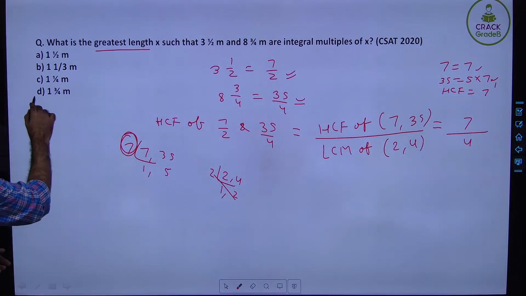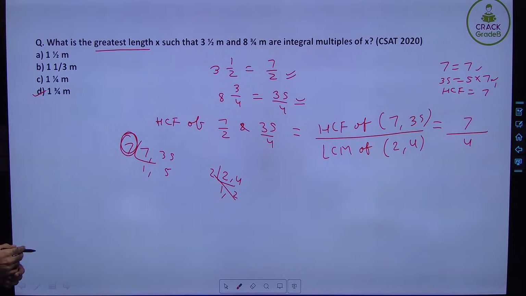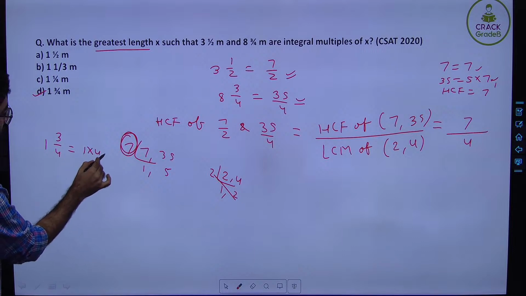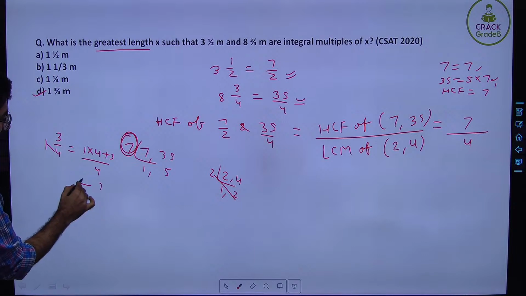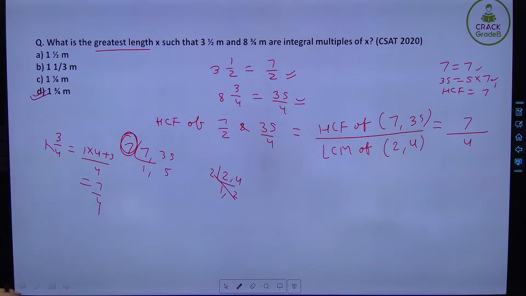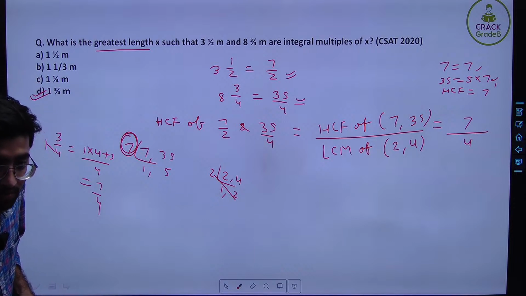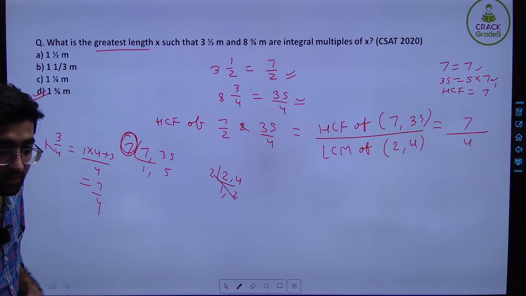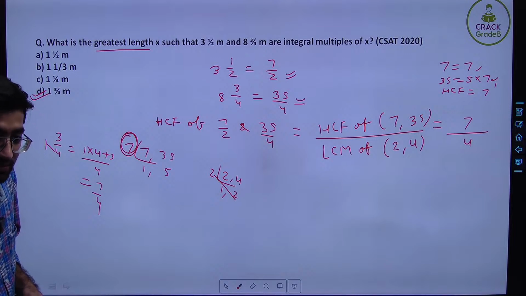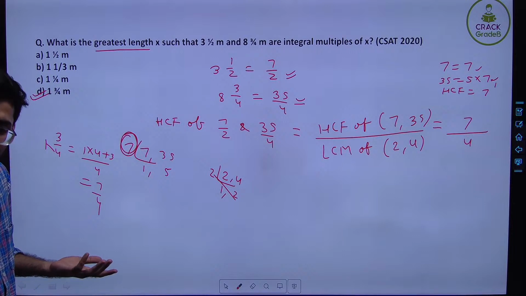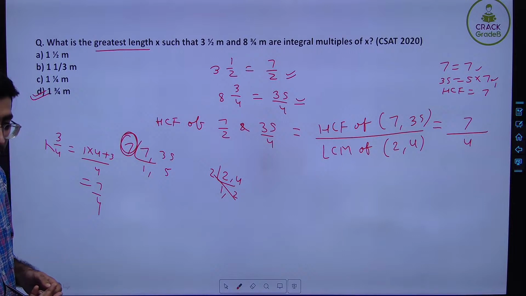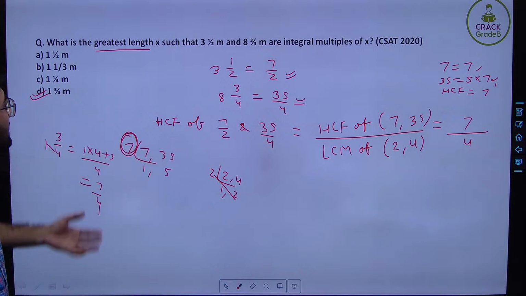1, 3 by 4. Right? 1, 3 by 4, how? See, you can write it as 1 into 4, then plus 3 divided by 4. So 7 by 4. We can do like that. Normally LCM of 7 and 3 is 35, we have to take the minimum number, no? Yeah, we have to take the minimum. We can take directly 7. 4 is maximum. Correct. So the answer is 7 by 4, and that is in option D.